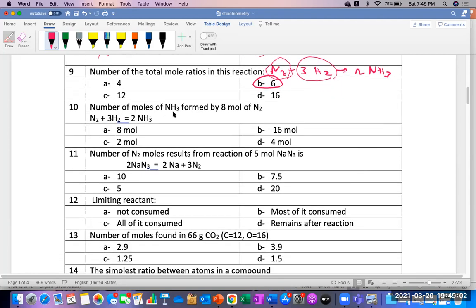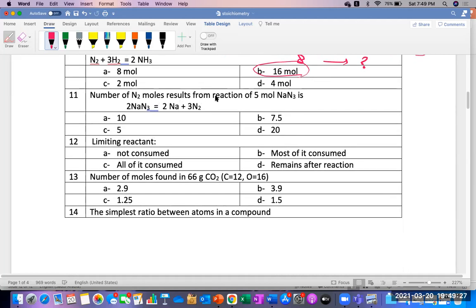How many moles of NH3 will be formed by 8 moles of nitrogen? So I will go first to the equation. So we have 1 mole of N2 will give you 2 moles of NH3. So if we use 8 moles, it will be 2 times 8 over 1, so it will be 16.